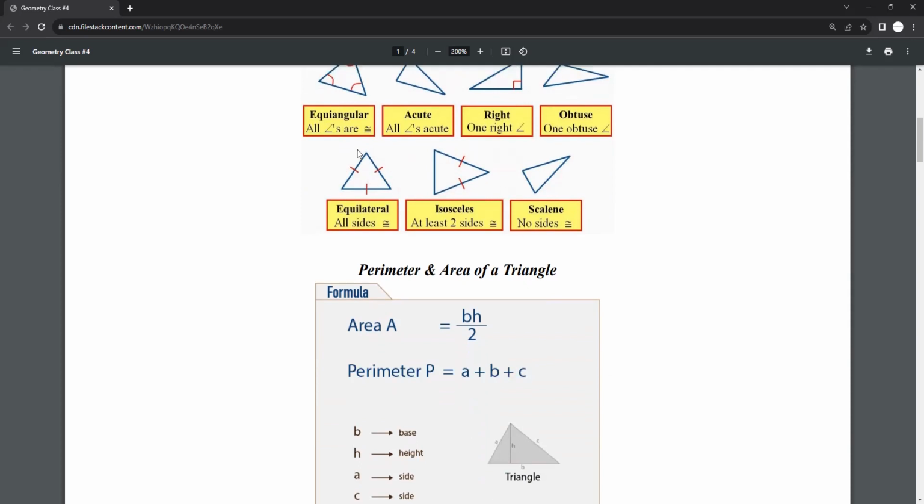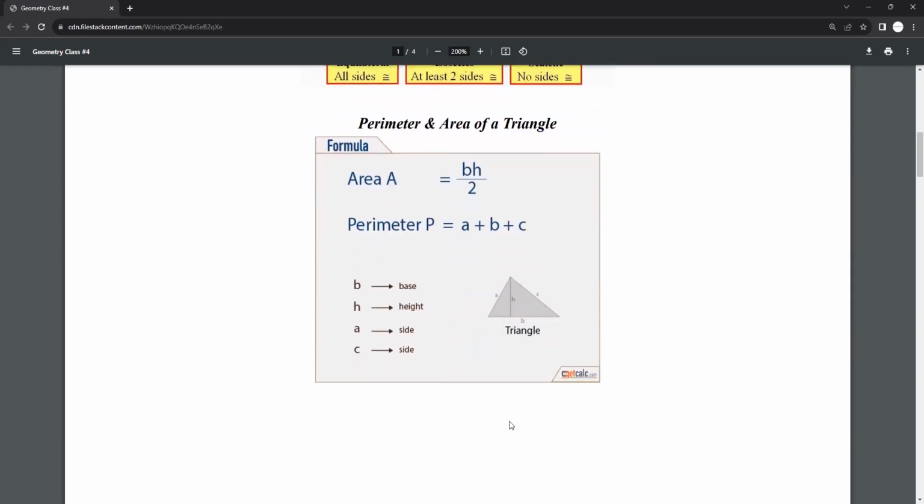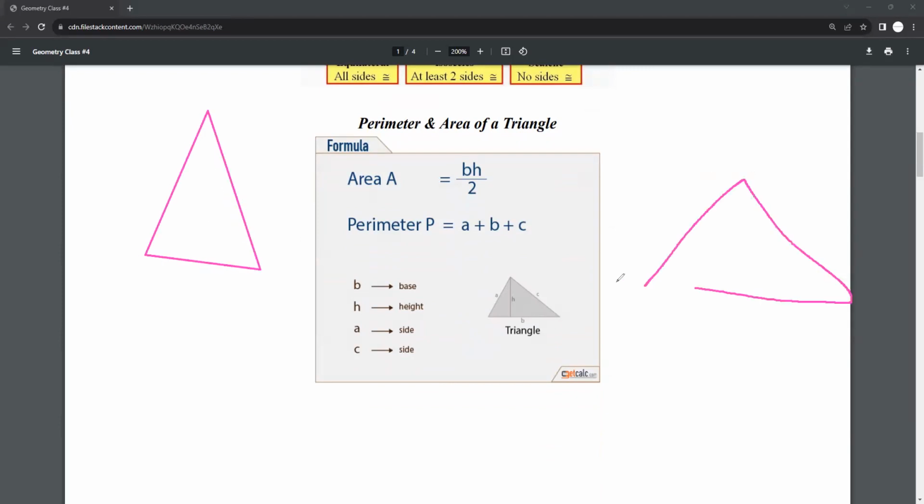Equilateral means they have all the same sides. Isosceles means at least two sides. Scalene, no equal sides. To find the perimeter of a triangle, very simple. You just add all the sides. What does perimeter mean? Perimeter means the distance around a shape.